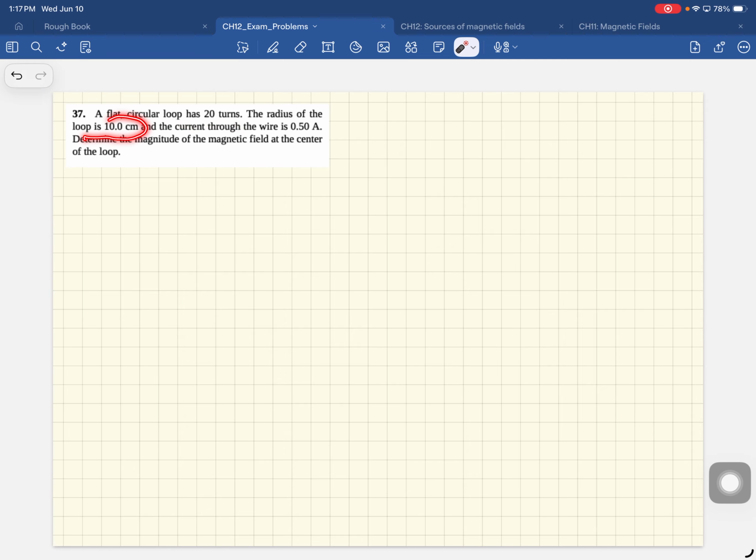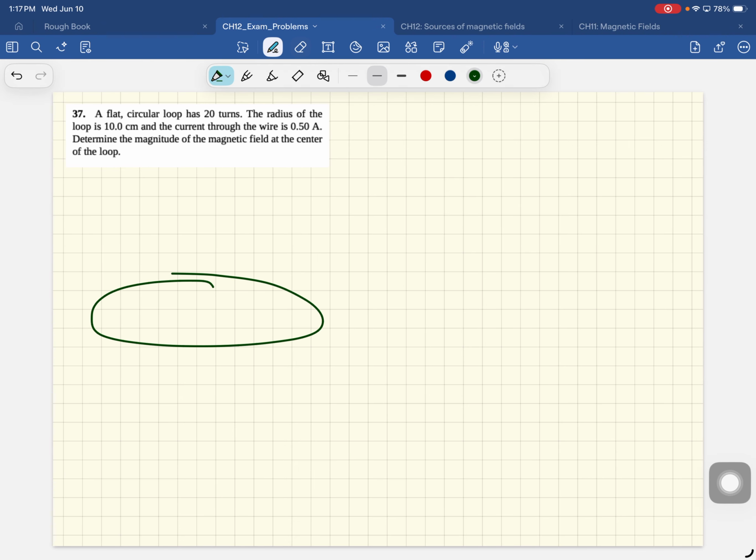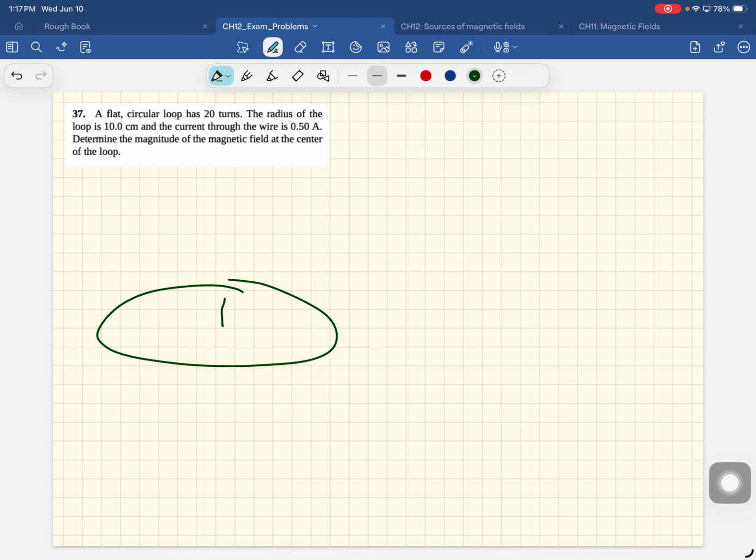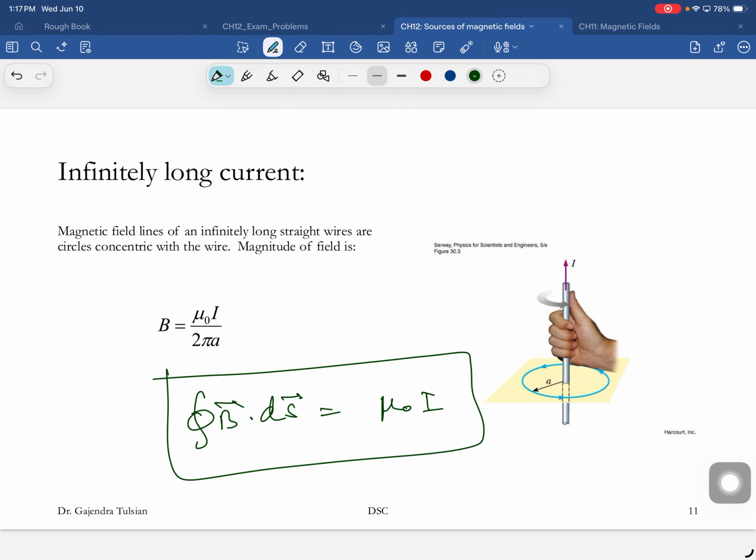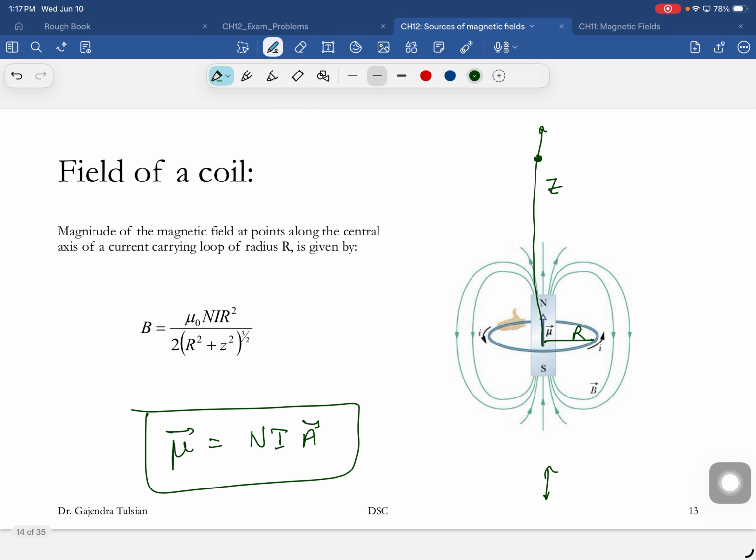Okay, so we'll call this loop 1, loop 2. What does loop 1 produce at this point? What is the direction of the field that loop 1 produces? Wrap your fingers around there, and the field is like that. So B1 is in this direction, and loop 2 also produces a field in that direction if the currents are in the same direction.